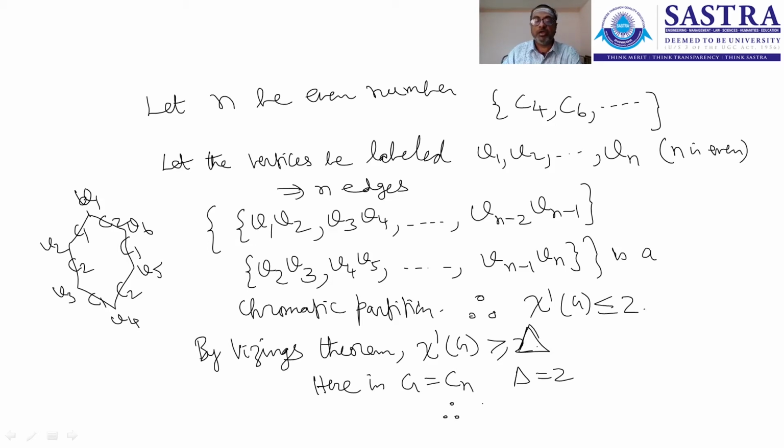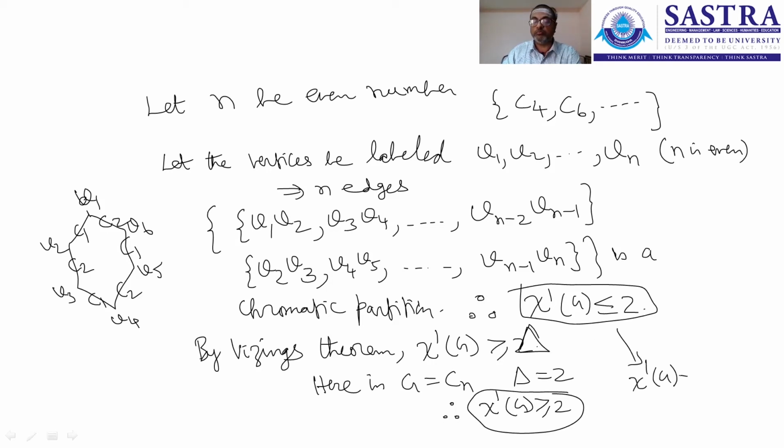Therefore, chi dash of G is greater than or equal to 2. And when I combine these two, I get chi dash of G is equal to 2. So now I have just combined these two to get the required answer. So in this case, I have completed this for n is even.